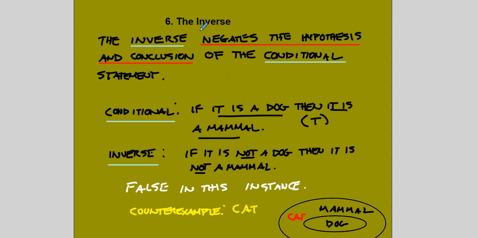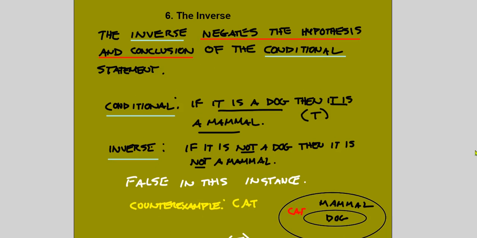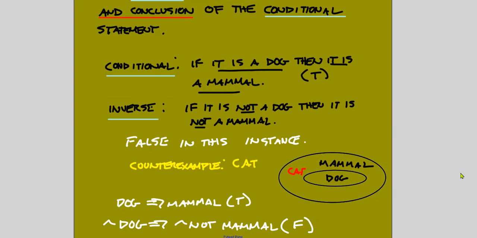And finally we have the inverse. The inverse negates the hypothesis and conclusion of the conditional statement. So the conditional statement might say, if it is a dog, then it is a mammal. We'll assume that's true. The inverse would be, if it is not a dog, then it is not a mammal. In this instance, that would be false. So think about it. Again, this would be not dog, then not mammal.